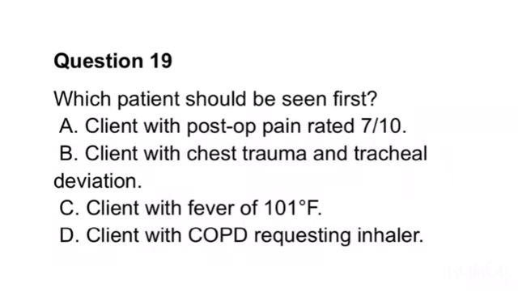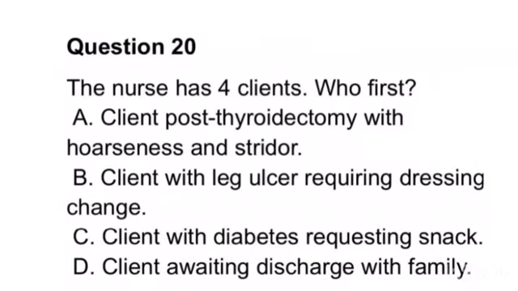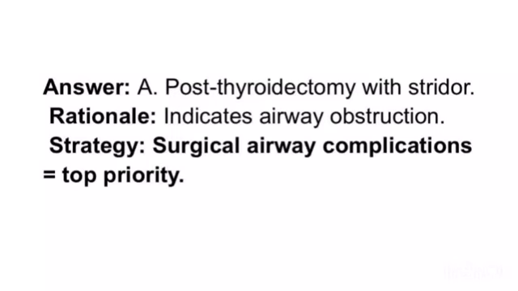Question 20. The nurse has 4 clients. Who first? A. Client post-thyroidectomy with hoarseness and stridor. B. Client with leg ulcer requiring dressing change. C. Client with diabetes requesting snack. D. Client awaiting discharge with family. Answer: A. Post-thyroidectomy with stridor. Rationale: indicates airway obstruction. Strategy: surgical airway complications equal top priority.